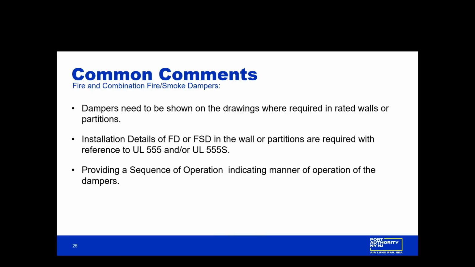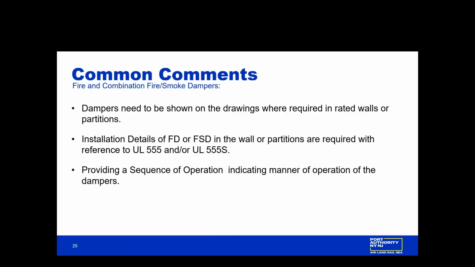the fire damper, fire smoke damper in the walls, and please reference the UL listing. Fire dampers are UL 555. The smoke dampers are UL 555S. Also, sequence of operation is quite handy, so we can see how these dampers are interacting with the various systems, whether it's smoke purge, normal operation, smoke control system. Having that sequence of operations on the drawings will prevent a comment from being made.